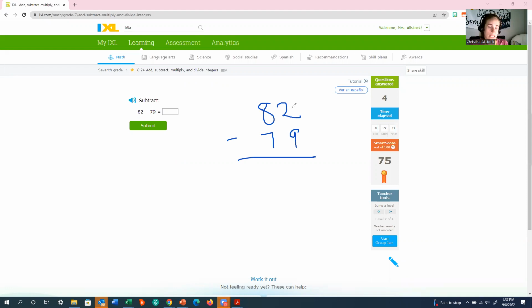We need to subtract 82 minus 79. Well, in this form of addition and subtraction, we can't do 2 minus 9. We need to borrow. We can borrow from our 8, making it a 7, and this a 12. 12 minus 9 is 3. 7 minus 7 is 0, giving us a final answer of 3.